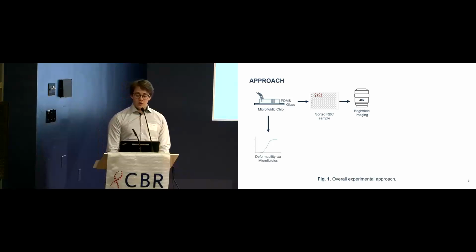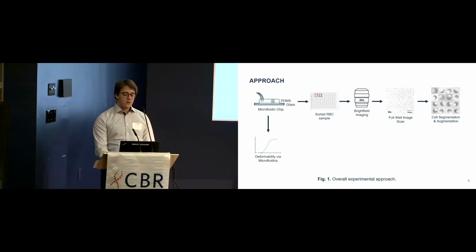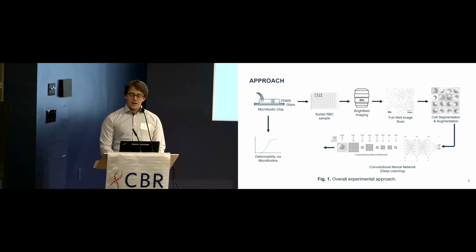Using a Nikon microscope at 40x magnification, full well image scans are obtained. These full well image scans are passed through a custom computer vision segmentation algorithm and are augmented by rotating the images to produce balanced classes of different deformability levels. The training dataset is used to train a convolutional neural network which learns relevant image features to detect the deformability of red blood cells using new and previously unseen images. Finally, the deep learning derived deformability score can be obtained and is compared to the microfluidic method.